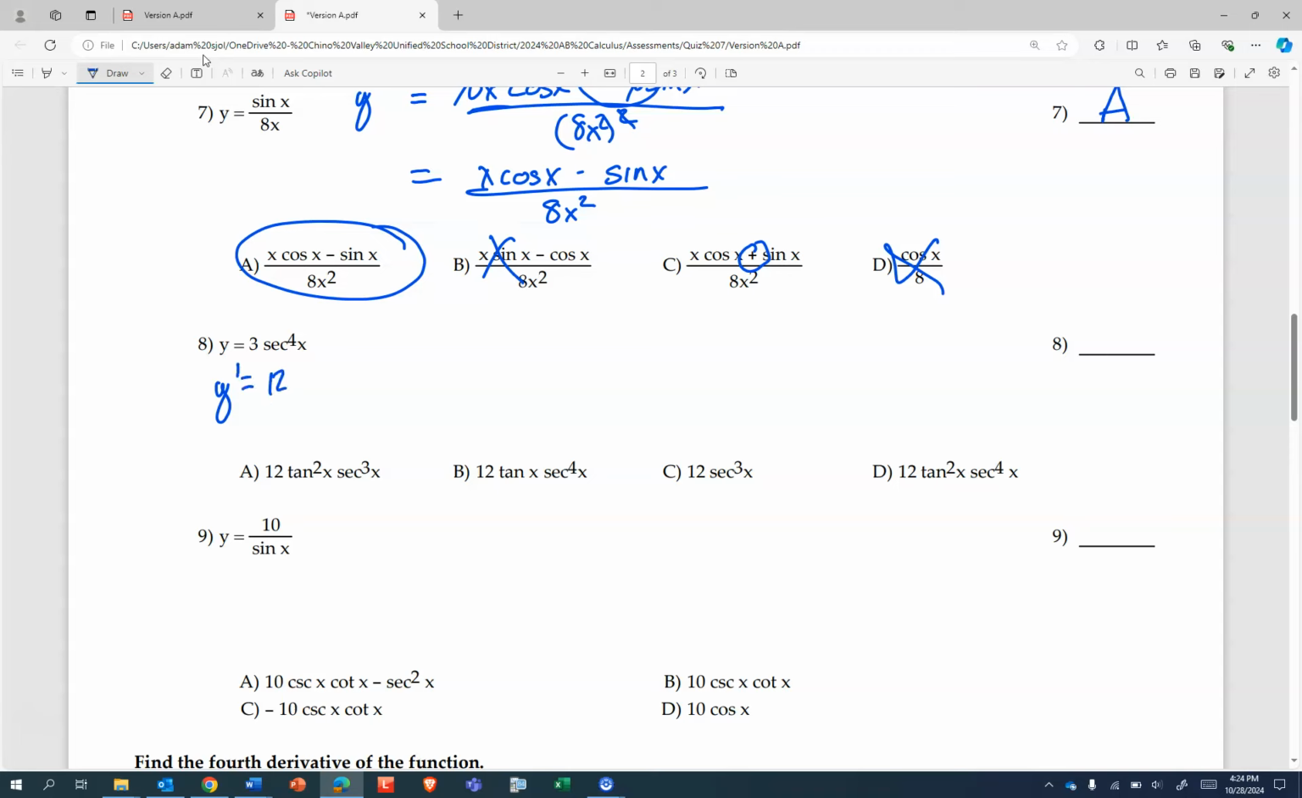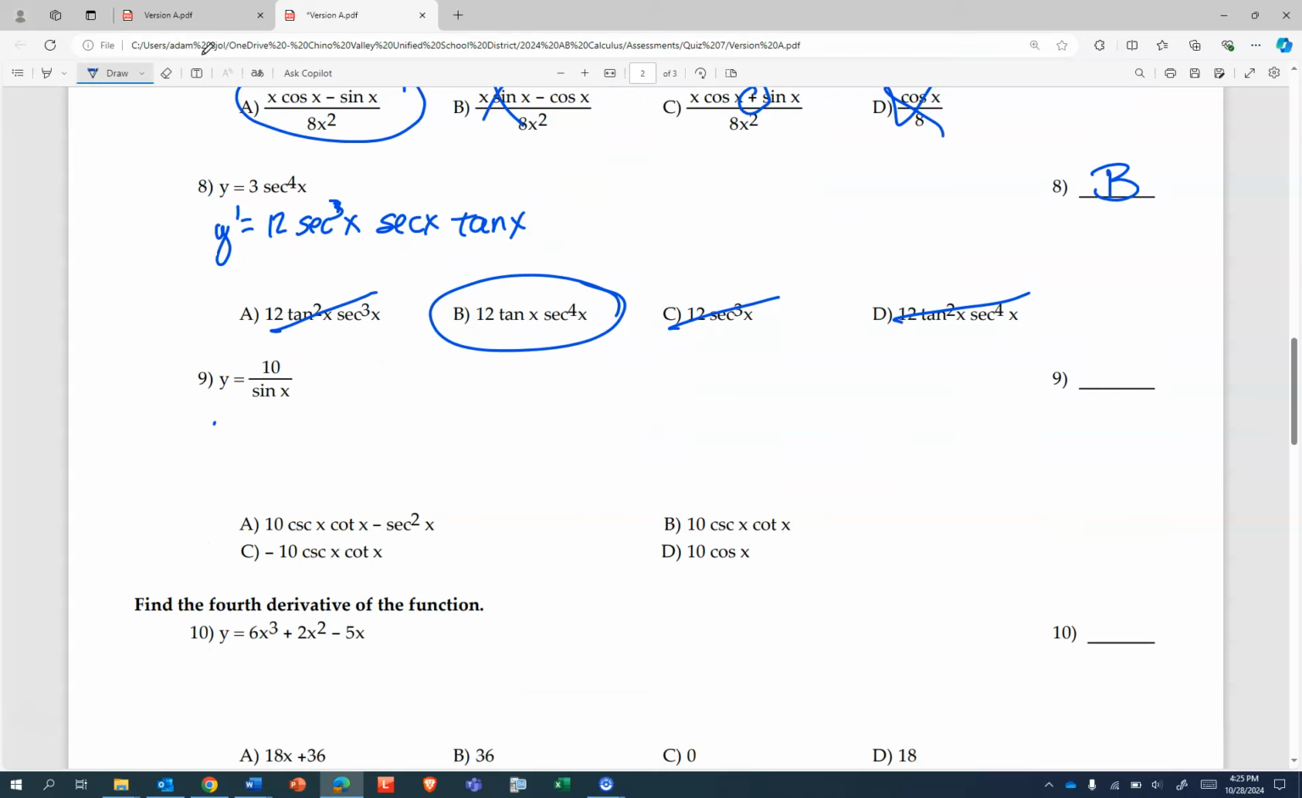So 4 times 3 is 12, and now the secant is cubed. Don't forget the derivative of secant is secant tangent. We need secant to the 4th tangent. There's a trick here. Hopefully you realize this is 10 cosecant, which means the derivative is negative 10 cosecant cotangent. That probably saved a lot of time.